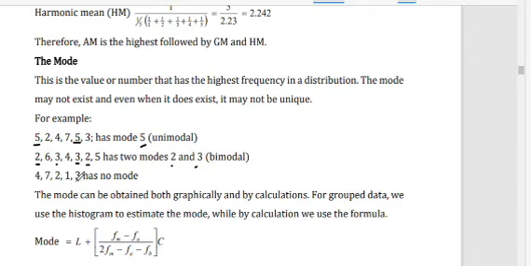Now look at this: 4, 7, 2, 1, 3. All these numbers occurred only once. So there is no mode in this set of numbers.